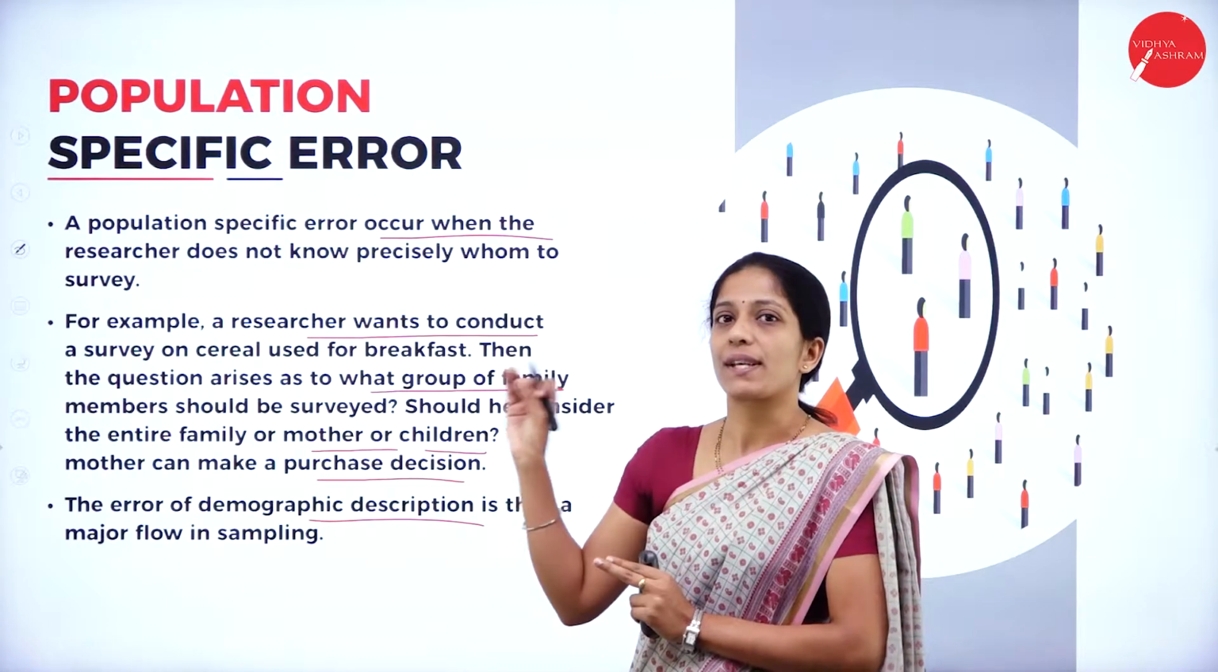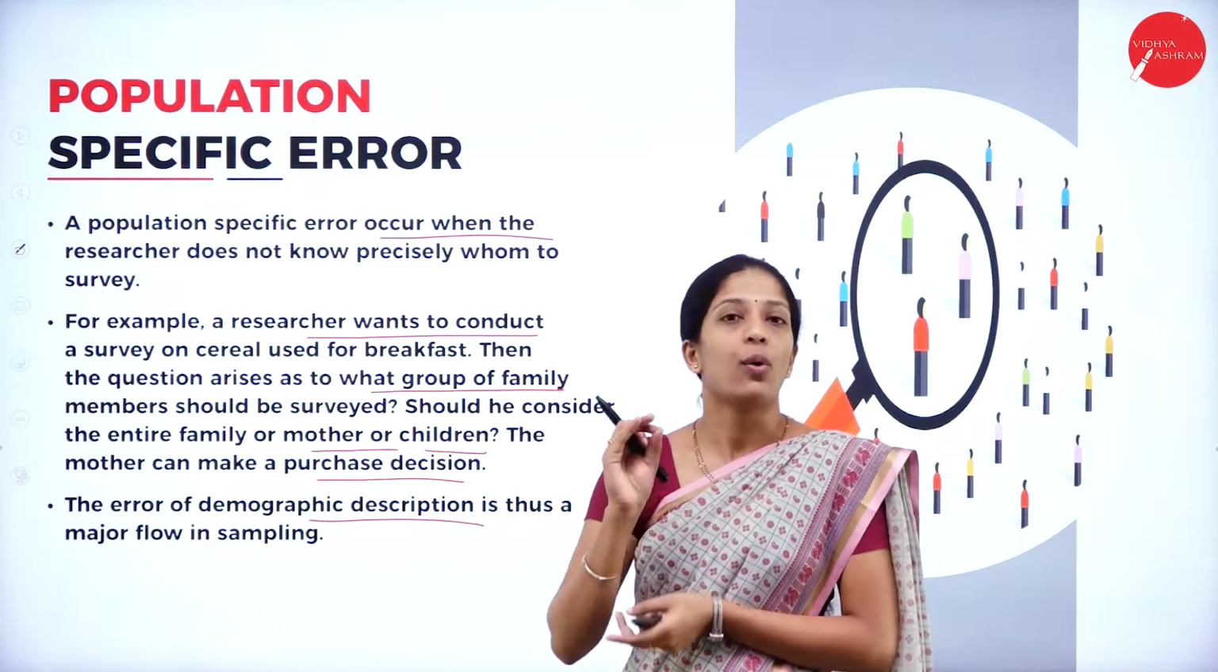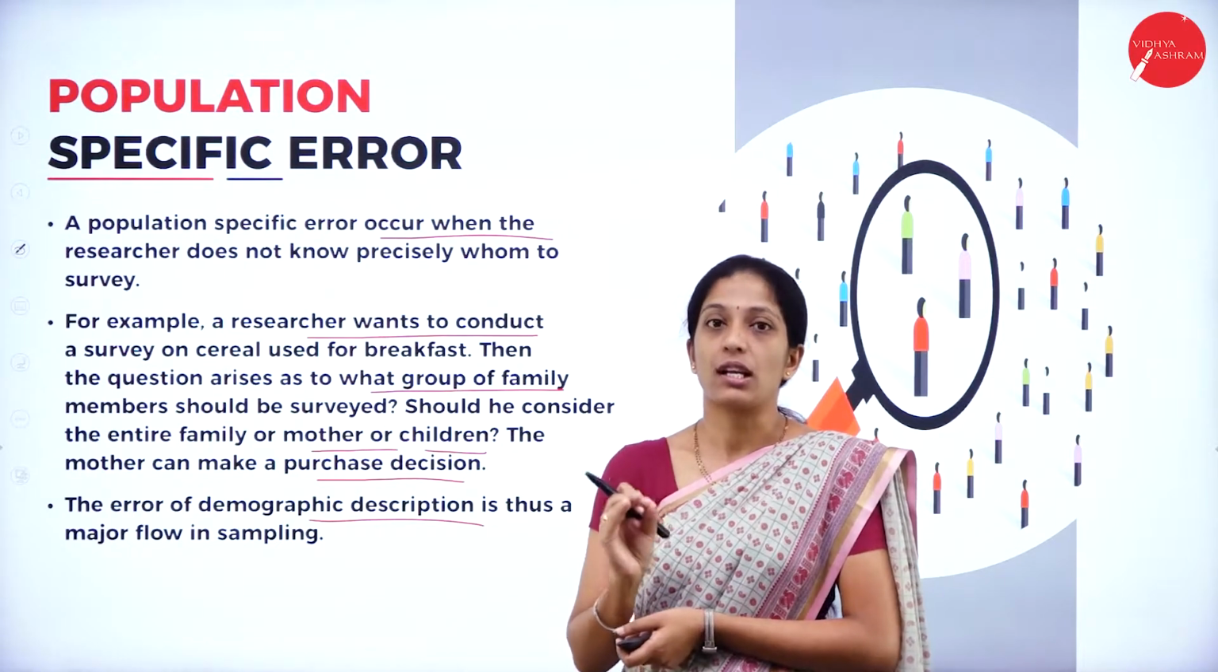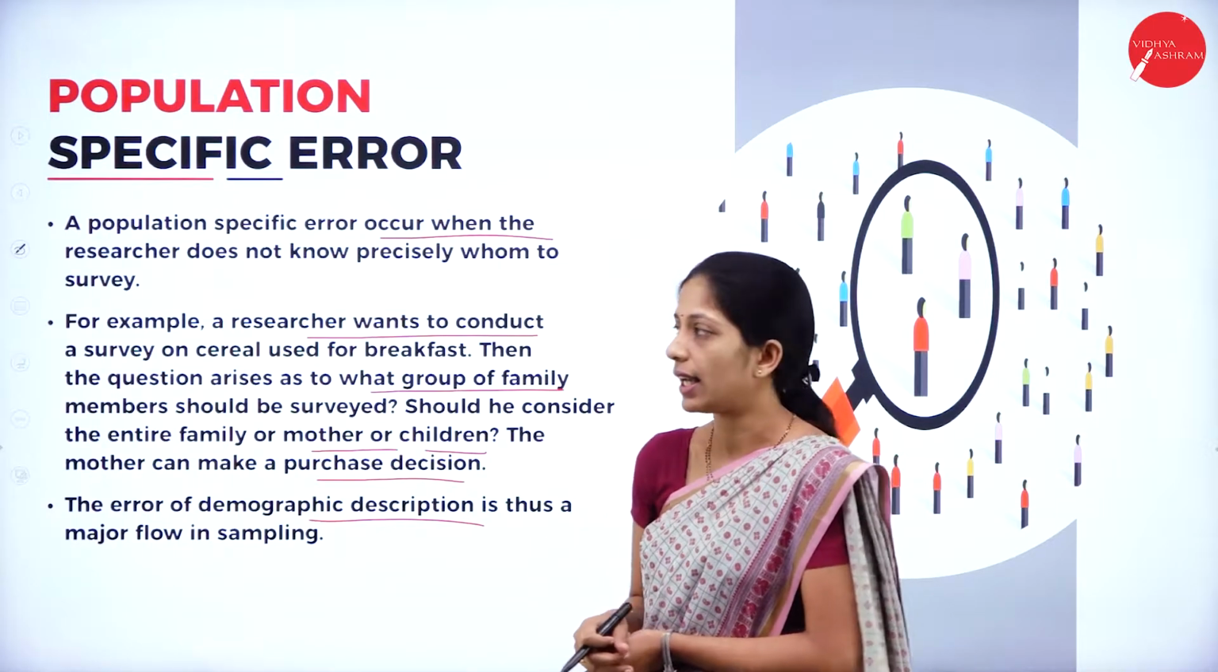So, population specific error means what? The error which is made by the researcher while selecting the population. He has to know from whom the information has to be collected.